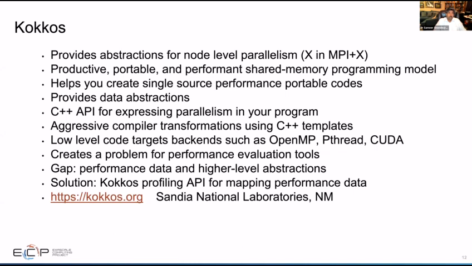So it provides a productive, portable, and performant shared memory programming model and allows you to express that parallelism using a C++ API. Then, using aggressive compiler transformations with C++ templates, it transforms that code into backends, which could include OpenMP or pthread or CUDA. And we use the Kokkos profiling API in TAU to map the low-level performance data to higher-level constructs of lambda functions written in C++ that represent the parallelism. You can learn more about Kokkos from the kokkos.org site. It's a project from the Sandia National Laboratories in New Mexico in the US.